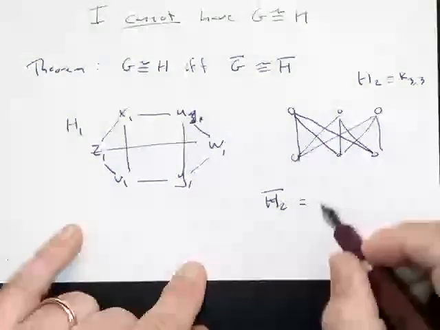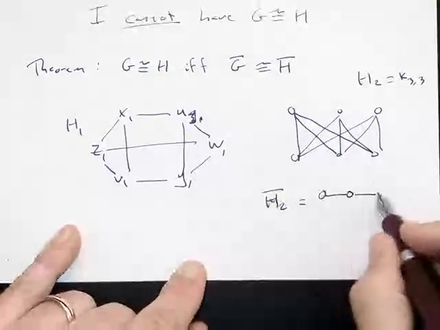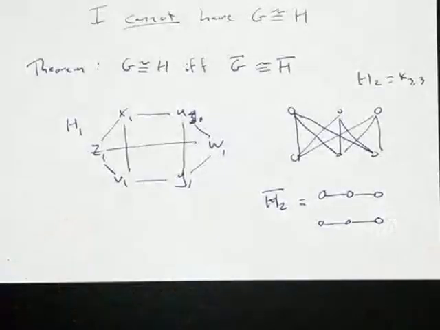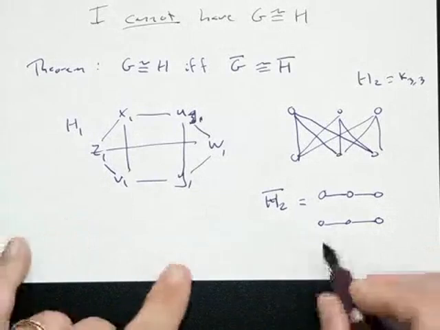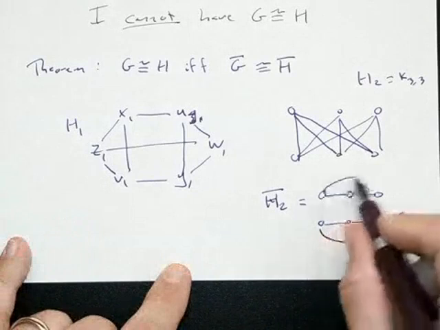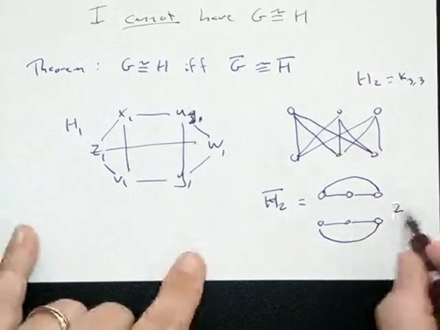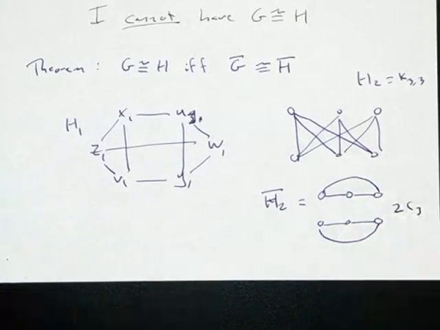Clearly I need this and this edge. I need those. This, by the way, copies of C3. The triangle on top, triangle on the bottom. Looks like the complement to me. What's H1?